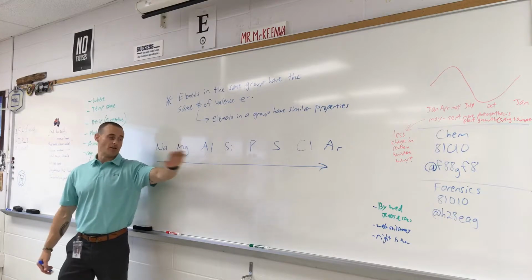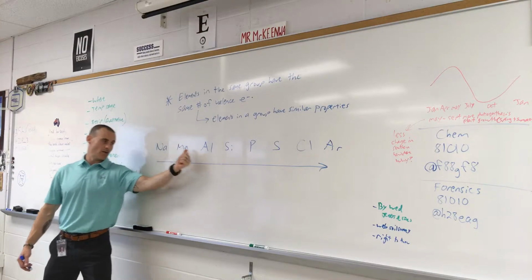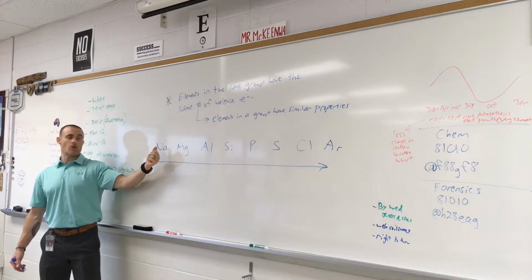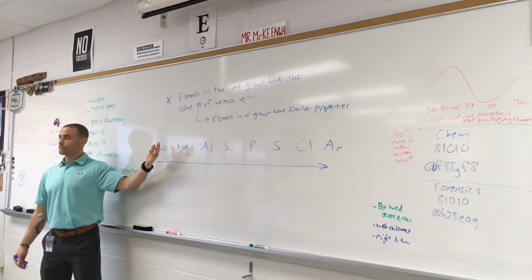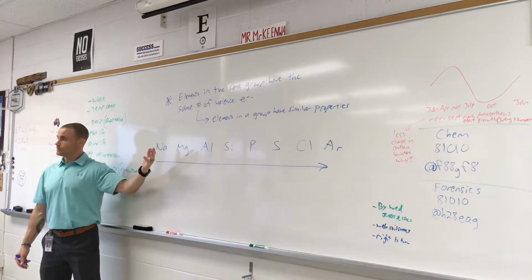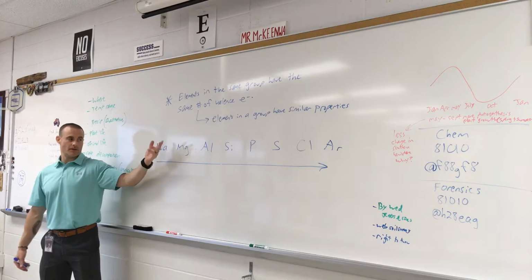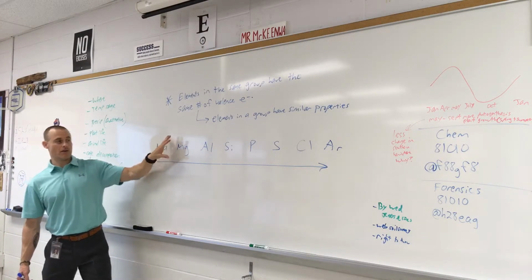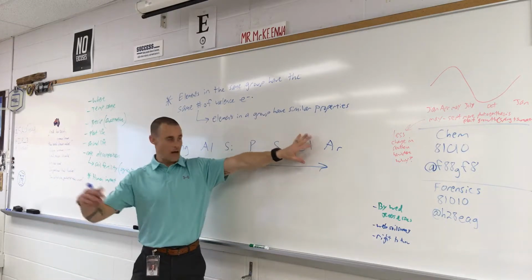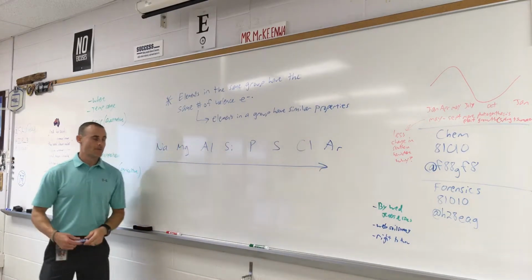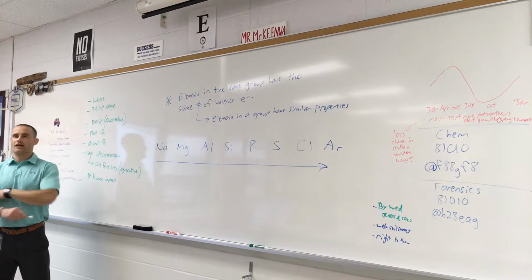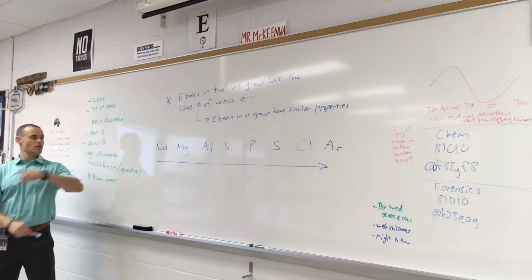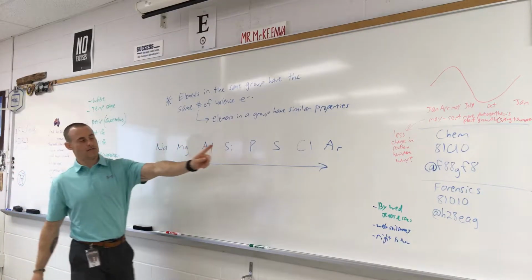So, correct. So if we're standing here, and we go over here, we are going to become more like a metal. Why? Because it's on the left-hand side. Right. Correct. So yeah, all the metals are on the left side here, and what's over here? Non-metals. Good.